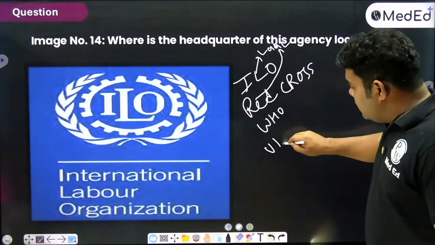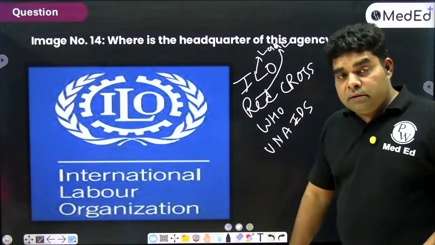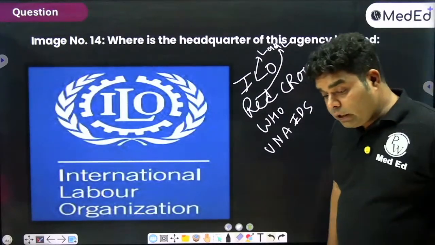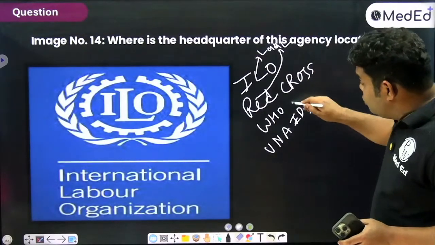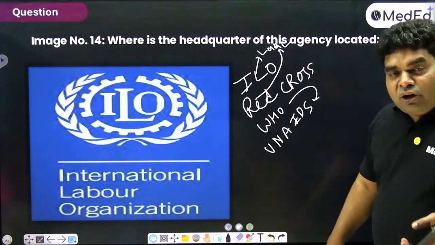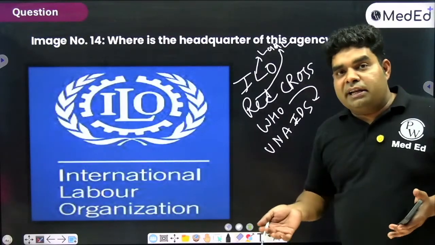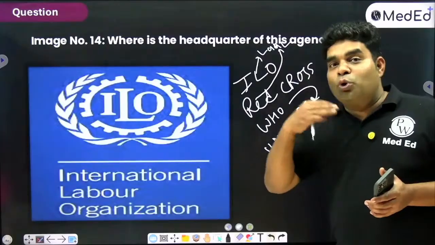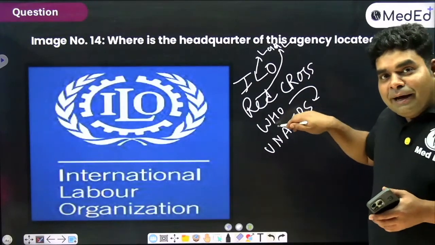And then there is UNAIDS. In the 1980s, South Africa said that AIDS is not a disease, WHO has created it. Why did South Africa say so? Because no one died from HIV. What is the most common cause of death in HIV patients? Tuberculosis is the most common cause. So because no one dies from HIV itself, they said WHO created AIDS.